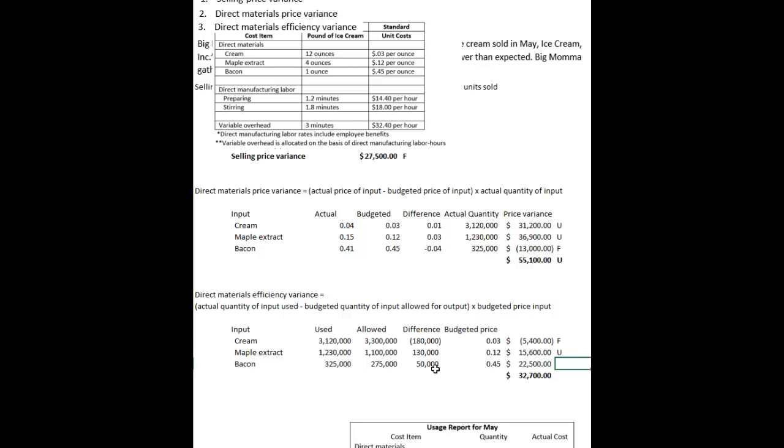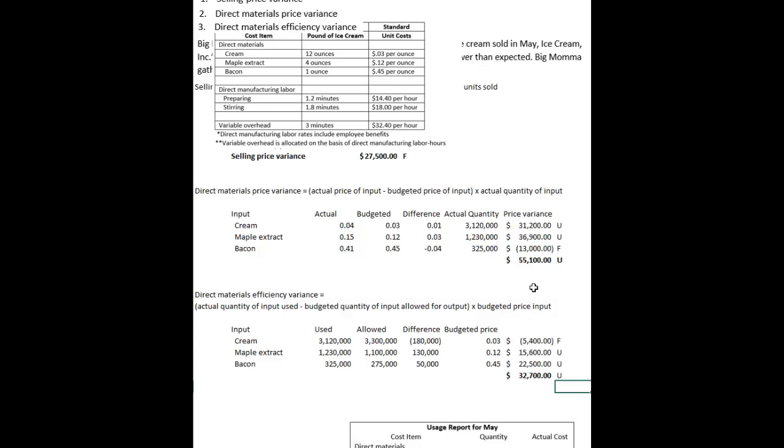And so I'd take that 50,000 ounces times the 45 cents. I say that's an unfavorable variance. So the net difference here is we have an unfavorable variance. This is the answer to the third requirement. We have an unfavorable materials efficiency variance of 32,700.